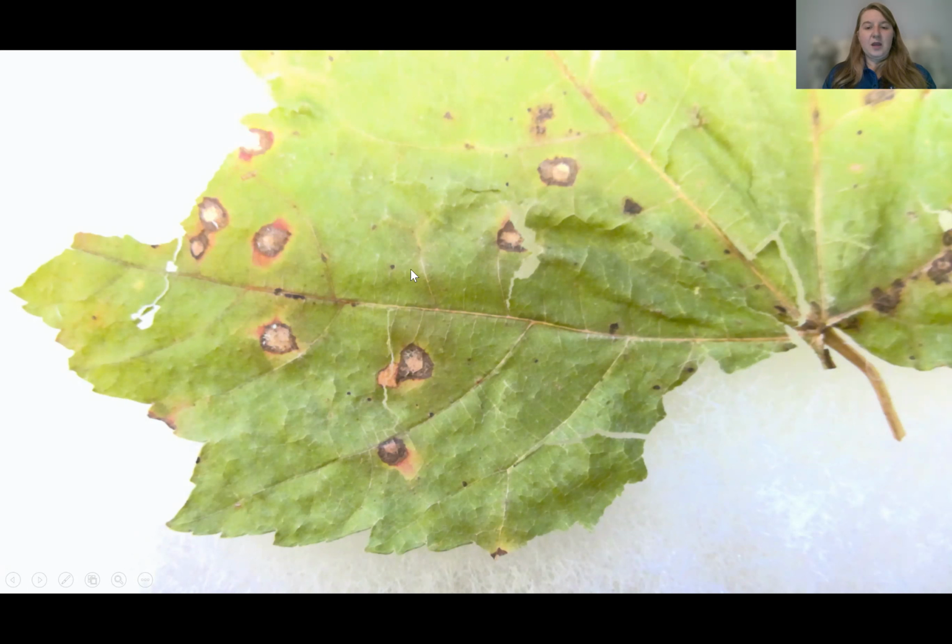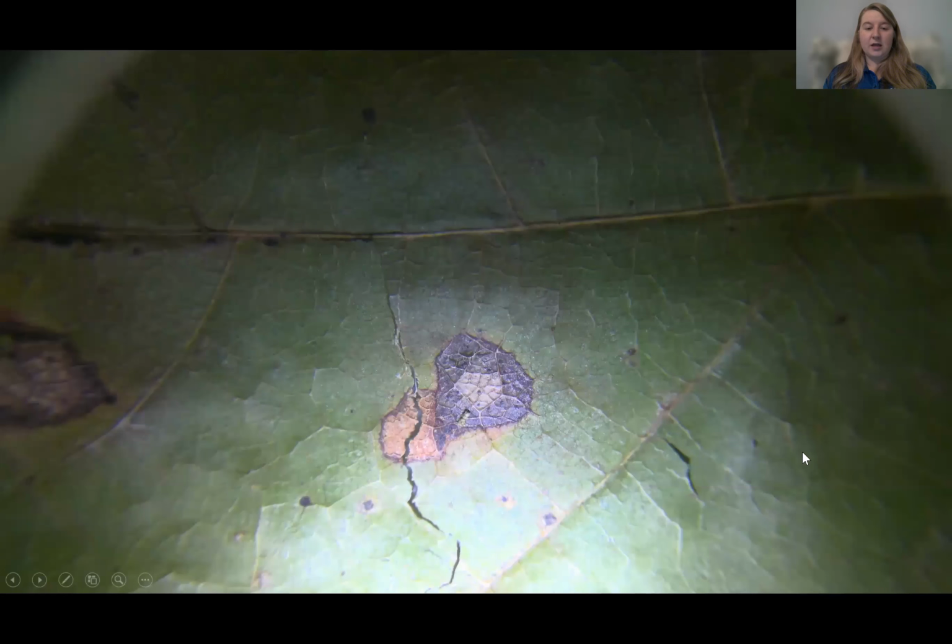And so this is where we would again get out our hand lens and take a closer look, and that's what we're seeing here. We're zoomed in on this one specific lesion. When we do that, what we can see is that right here in the center we have a little black dot, and that is what we call a fruiting structure.